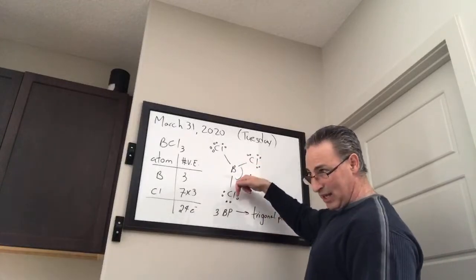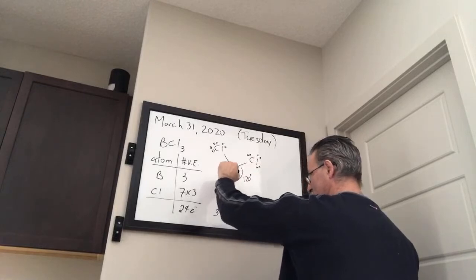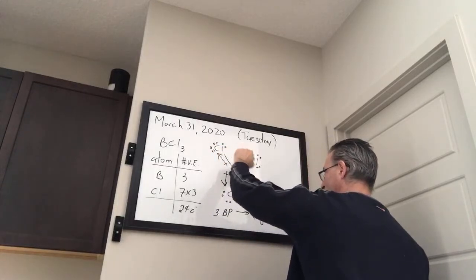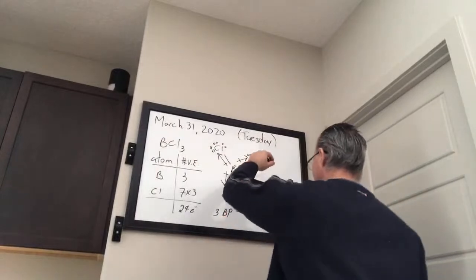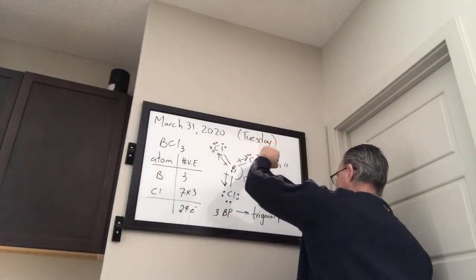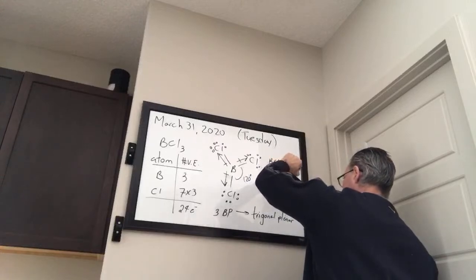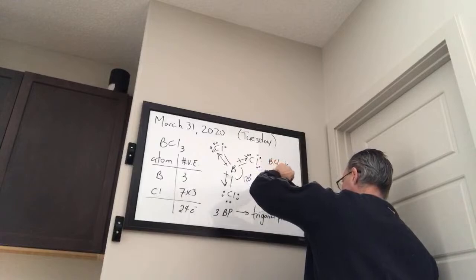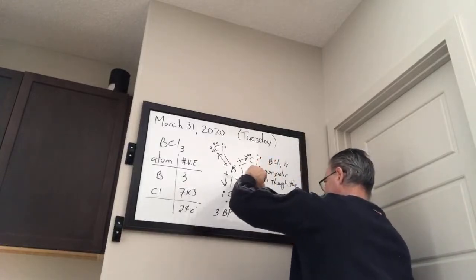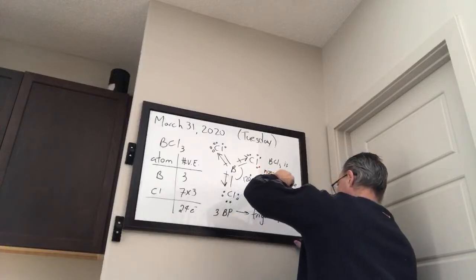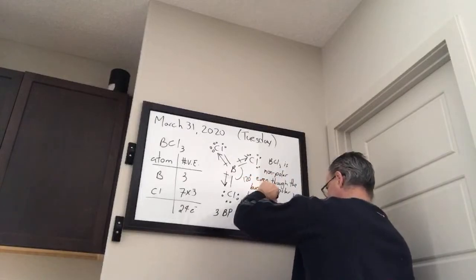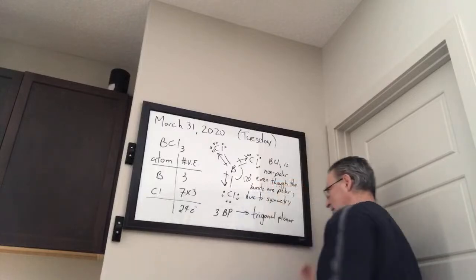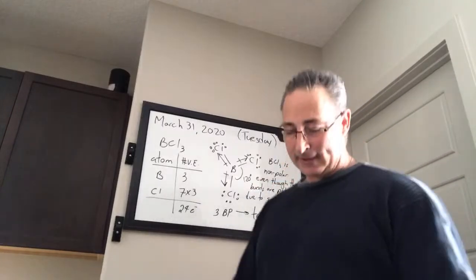Also, chlorine is much more electronegative than boron, so the dipoles will be pointing this way. So even though the bonds are polar, the molecule itself is non-polar. So boron trichloride is non-polar, even though the bonds are polar. They have dipoles, but due to symmetry, the dipoles cancel, the vectors cancel out. Okay, so that's on page 360 in case you want to read on your own.